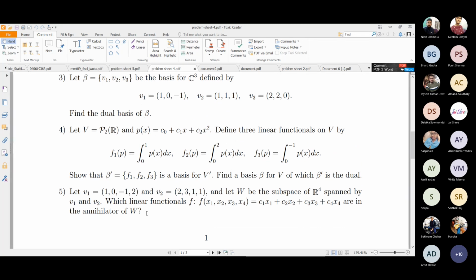So how about this question 4? Here you need a general argument, as you were trying to say earlier. What about this question 4? How will you find it? First of all, you have to show that this forms a basis. Whatever is given to you, that forms a basis for B dash.